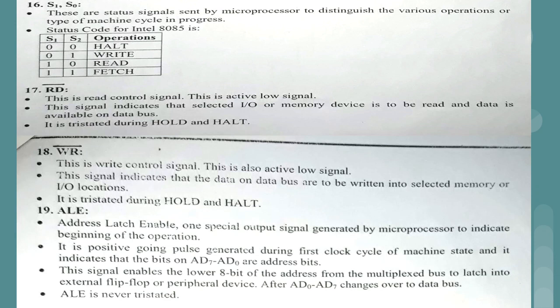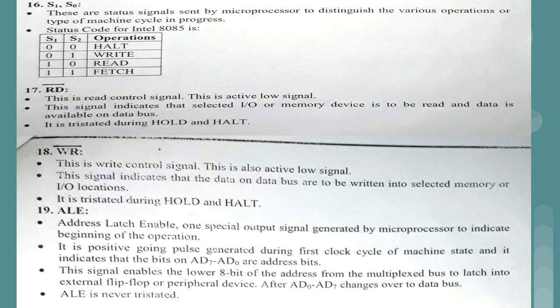So basically S stands for status signals. These are the status signals sent by the microprocessor to distinguish the various operations or the type of machine cycles in progress. So these are basically 4 operations, or we can say status codes. S stands for status code, which we use to perform different operations. After S1 and S0, the next pins are RD and WR.